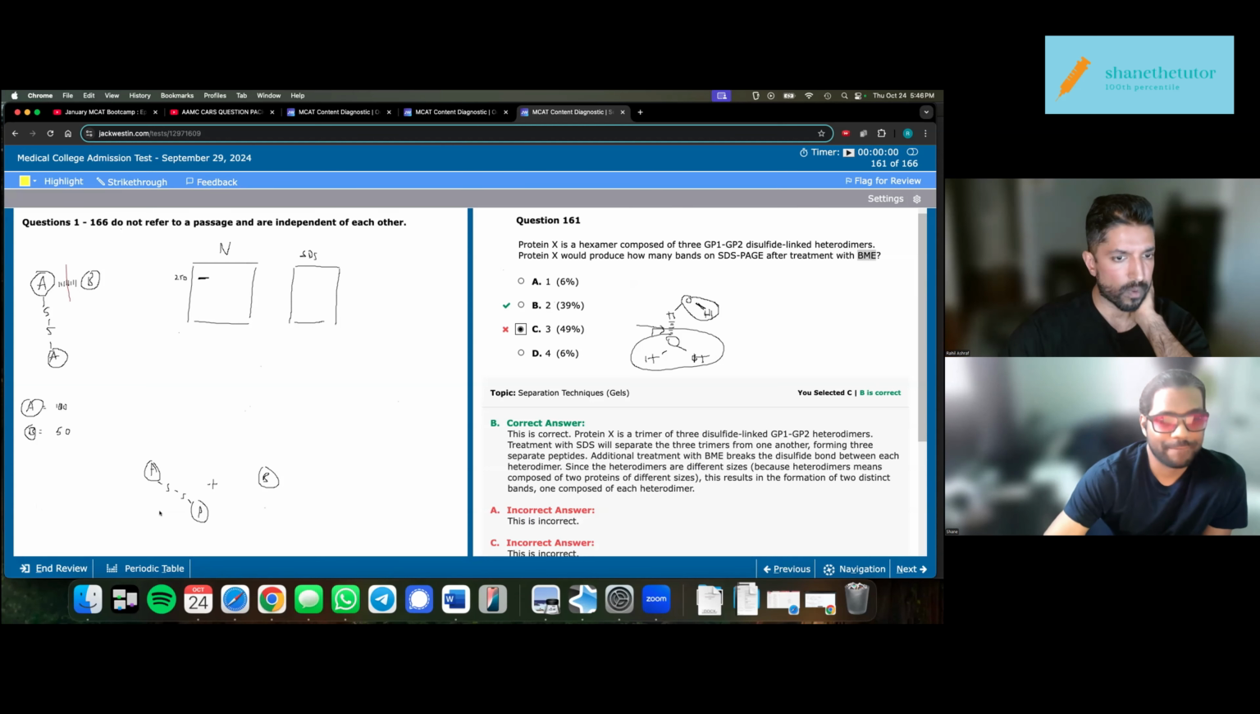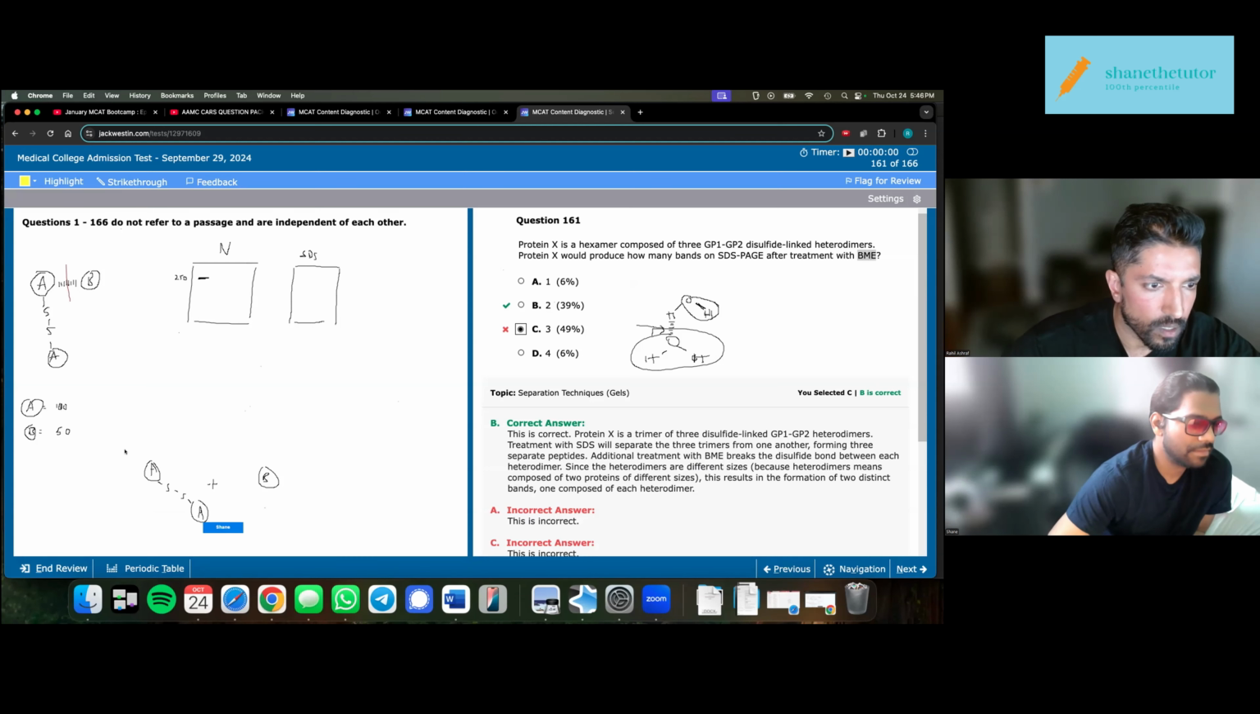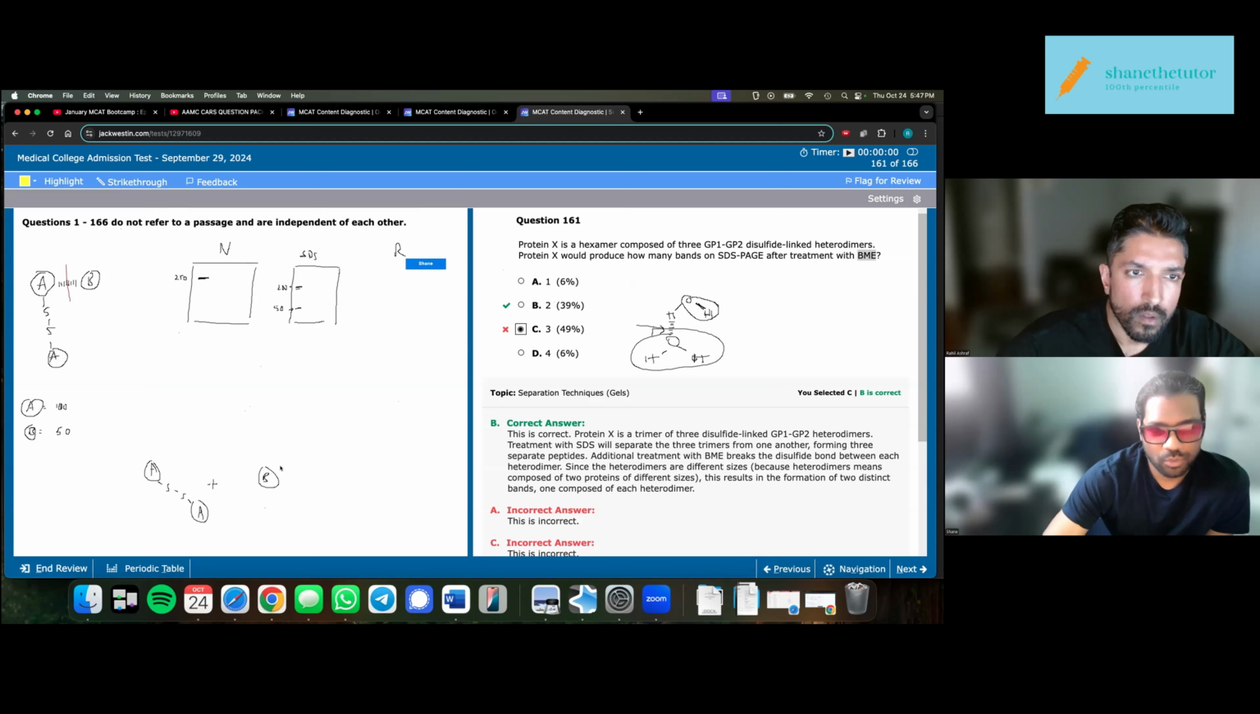Now we'll see two bands. Okay. And tell me where we could be. So it would be 200 and then 50. Perfect. So 200 and then 50. Good. All right, now reducing gel.